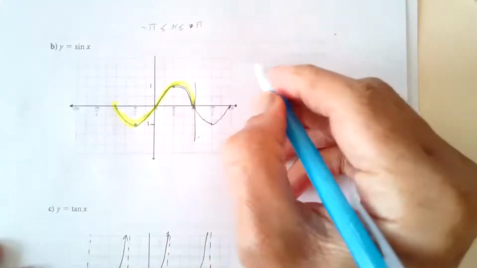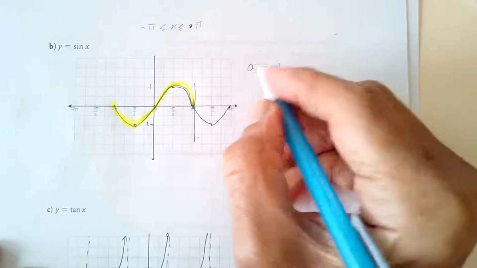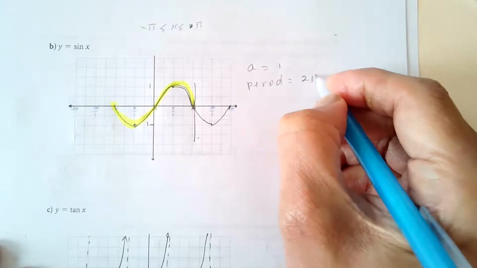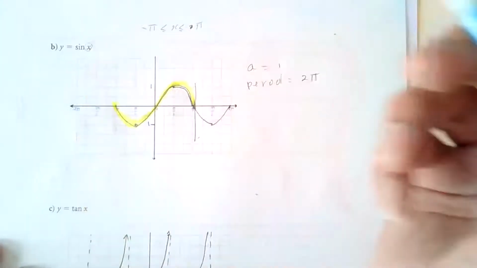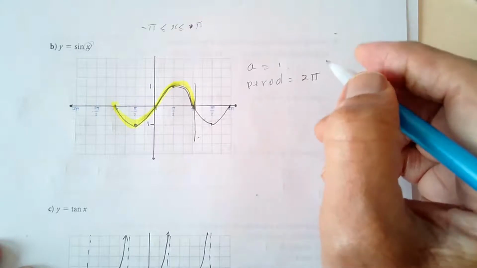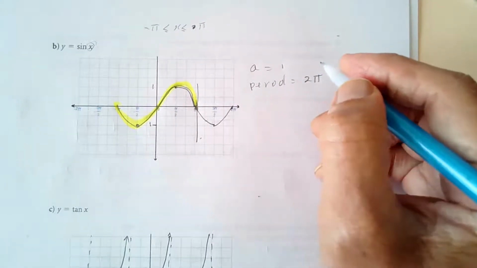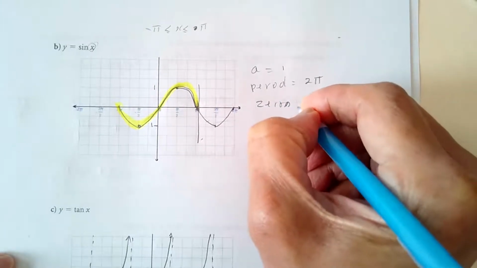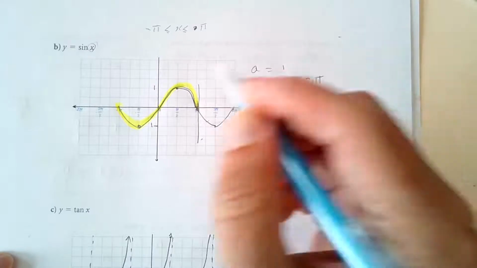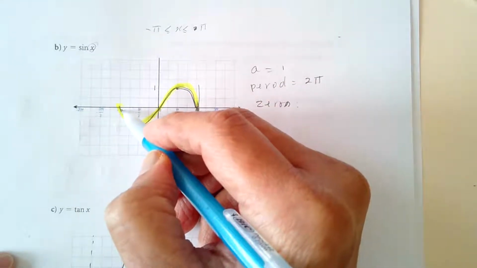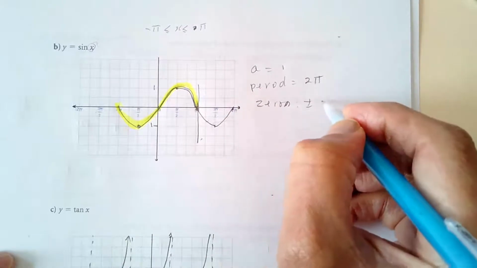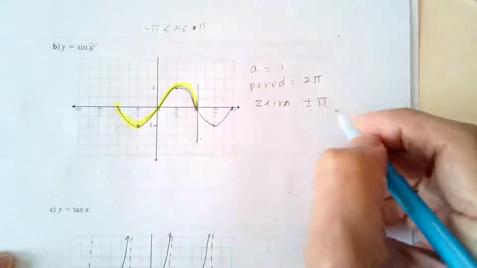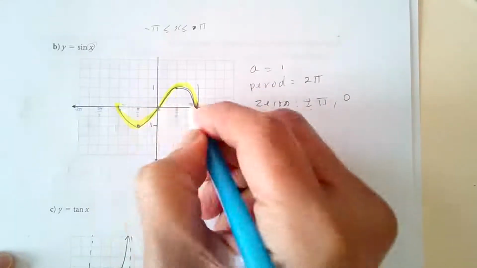So the amplitude is 1. The period is 2 pi. You can tell as long as x is 2 pi or 360 degrees. They ask you for the zeros. So the zeros are negative pi, plus or minus pi, I should say. We have 0 here. So these are our zeros because we're restricted to these points here.